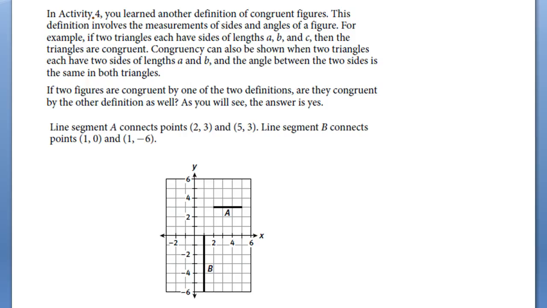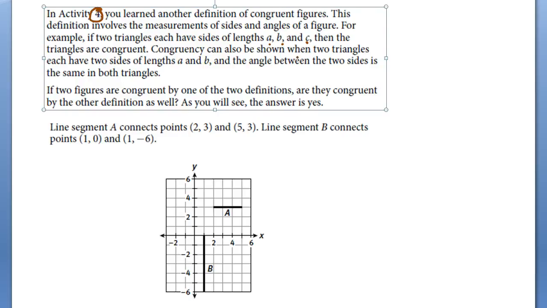Okay, in activity 4, we're now in activity 10. So activity 4 was quite a while ago. We learned another definition of congruent figures. That definition involved the measurements of the sides and angles of a figure. For example, if two triangles have the sides of lengths A, B, and C, then the triangles are congruent. That's saying if there are two triangles and all three sides of one triangle are the same length as the three sides of the other triangle, we knew that those triangles were congruent. That was back in activity 4.